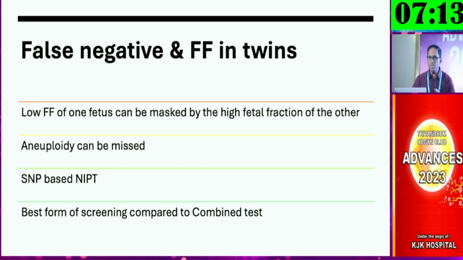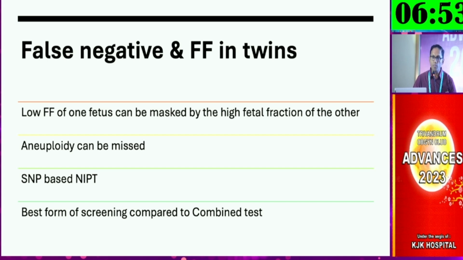But SNP-based techniques are not widely available across India, and in Kerala I don't think they are available, and we do not do them. So what is the way out of it? You can still do the NIPT, understanding that there is a higher chance of false negativity here, because you're not able to judge between the fetal fraction of both these fetuses.